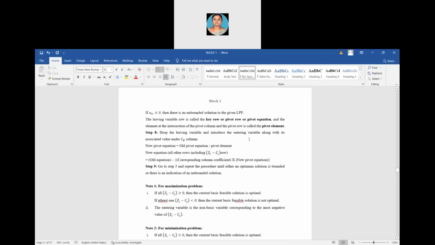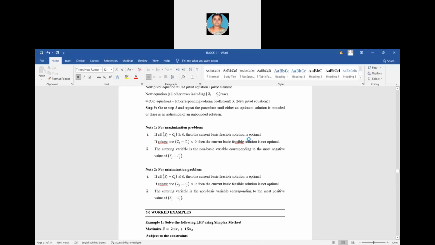So for maximization type, if all the Zj minus Cj is greater than or equal to 0, the current basic feasible solution is optimal. If at least one Zj minus Cj is less than 0, the current basic feasible solution is not optimal. And the entering variable in the non-basic variables corresponds to the most negative value.